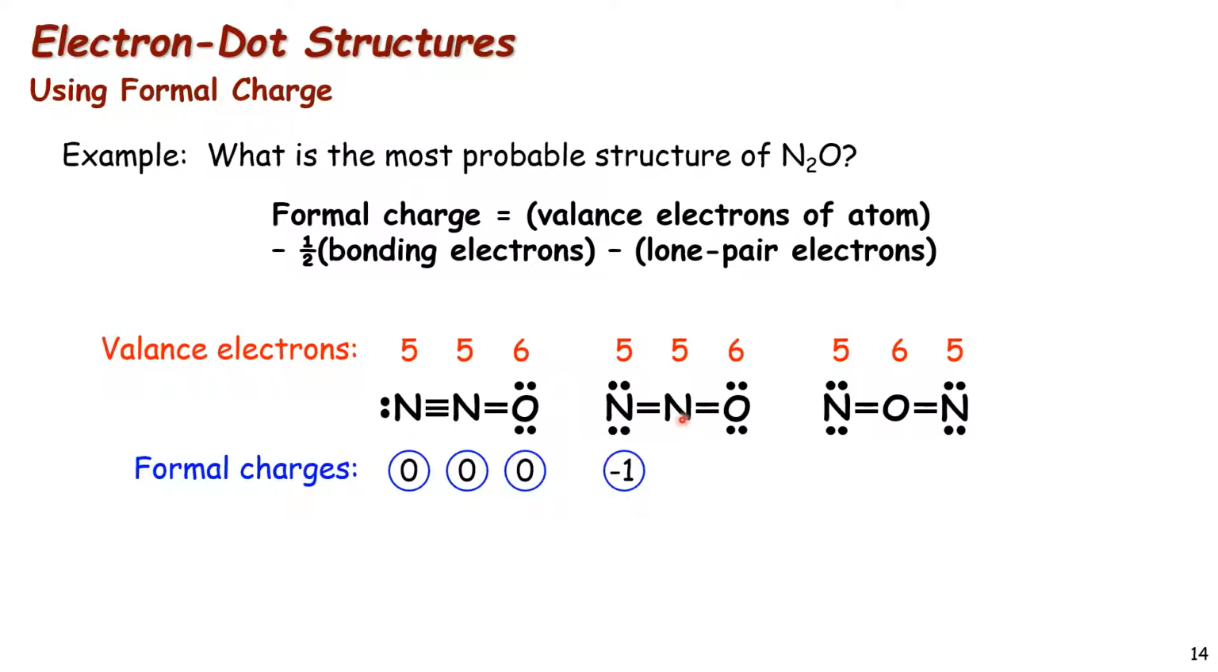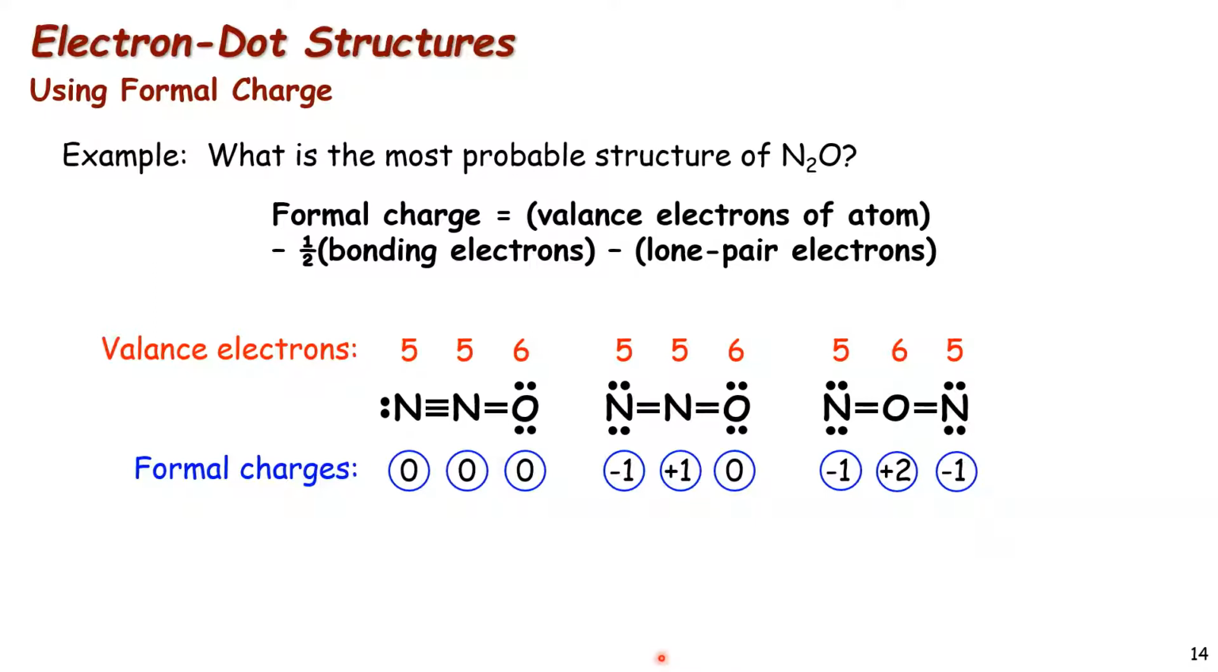5 minus 6 is negative 1. Group 5, minus 1, 2, 3, 4. 5 minus 4 is positive 1. Oxygen in group 6, minus 1, 2, 3, 4, 5, 6. That's going to be 0. Nitrogen again in group 5, minus 1, 2, 3, 4, 5, 6. So negative 1 again. Oxygen in group 6, minus 1, 2, 3, 4. 6 minus 4 is positive 2. Nitrogen in group 5, minus 1, 2, 3, 4, 5, 6. 5 minus 6 is negative 1.